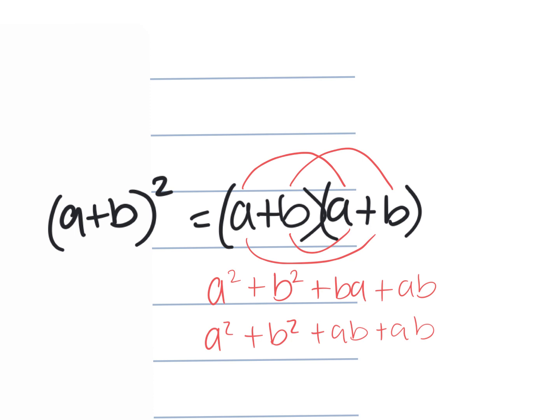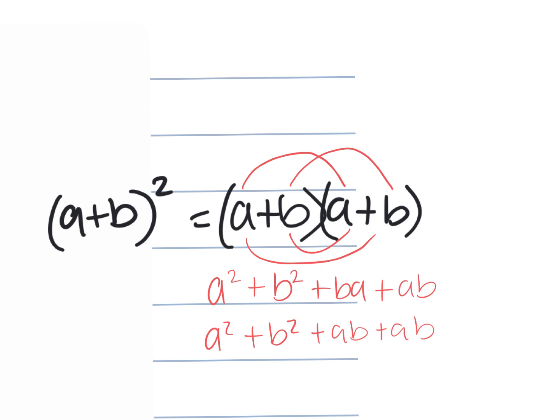Remember, multiplication, 3 times 4 is what? 12. What's 4 times 3? So does the order in multiplication matter? No, we got 12 either way. Do you guys agree with that? Yeah. So we can totally rewrite it like this.